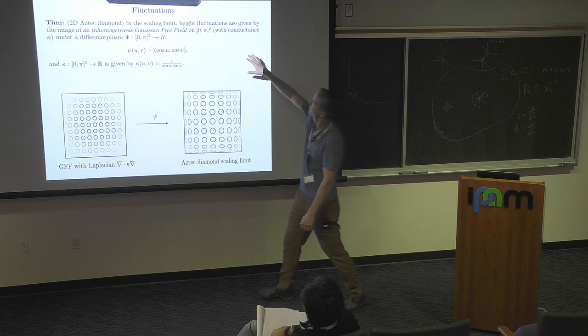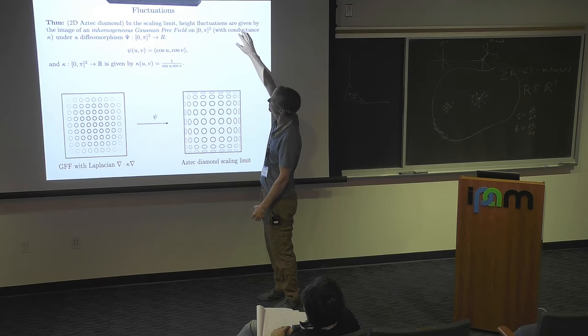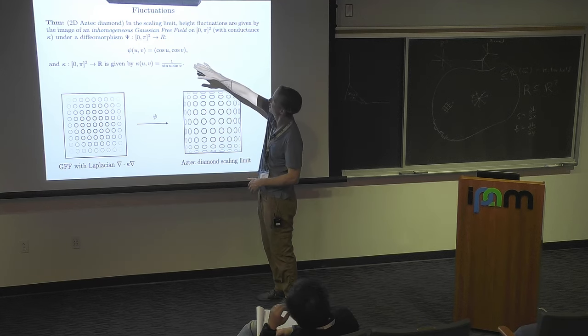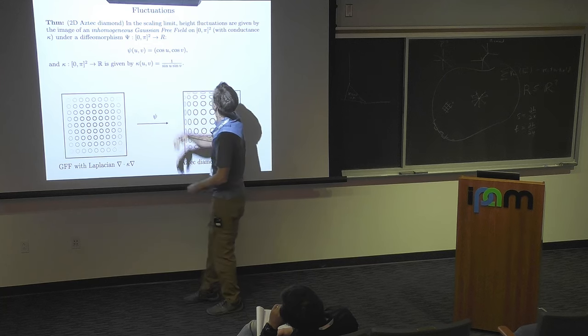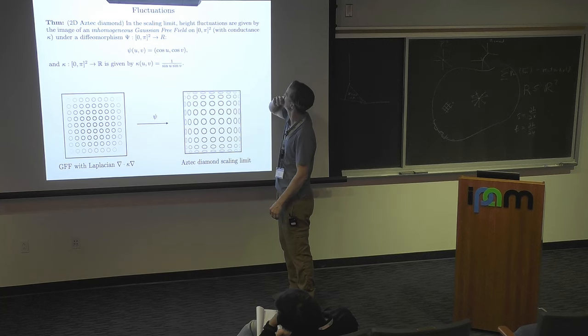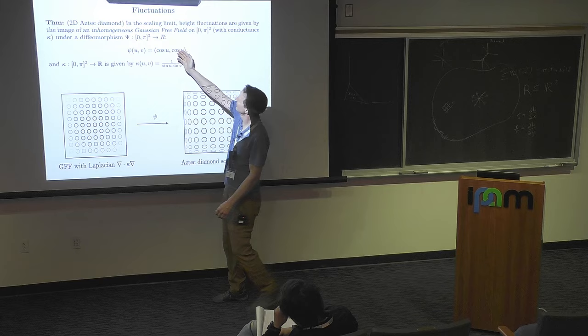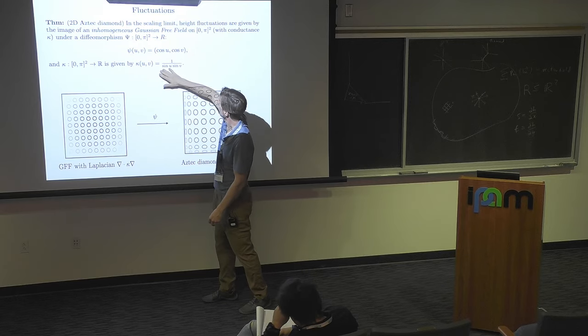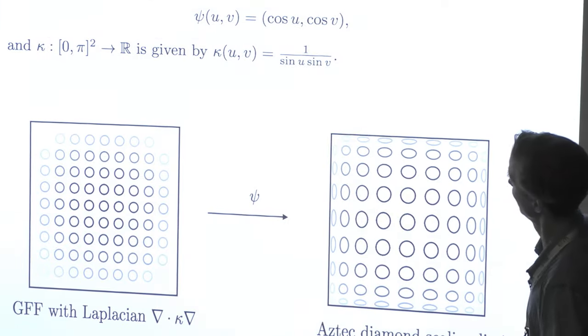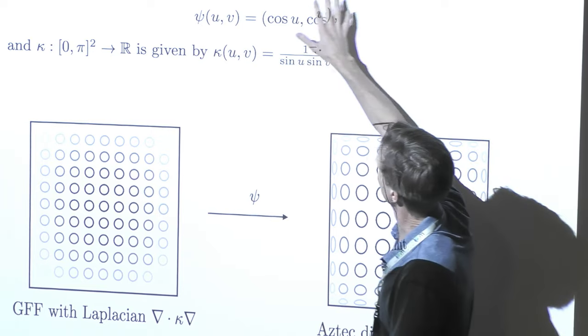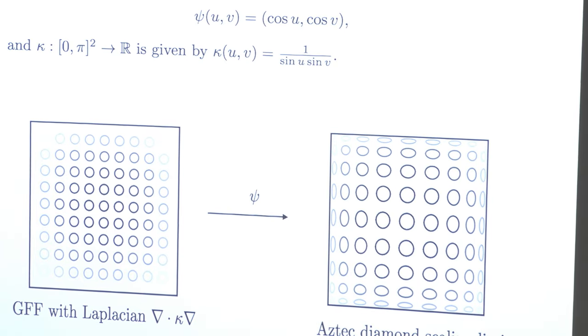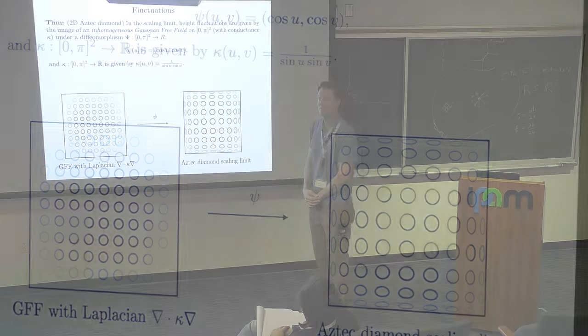Okay, so now I can read the theorem. In the scaling limit, the height fluctuations are given by the image of an inhomogeneous Gaussian free field on the square, where the conductance function kappa is given by 1 over sine u sine v, and the diffeomorphism is given by some very simple trig function. When you say height fluctuations, is there any rescaling?